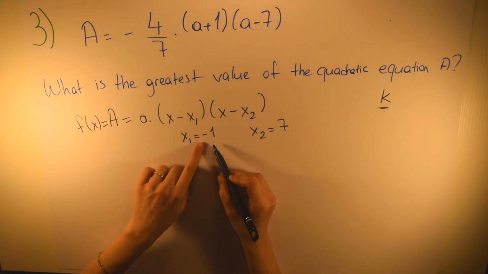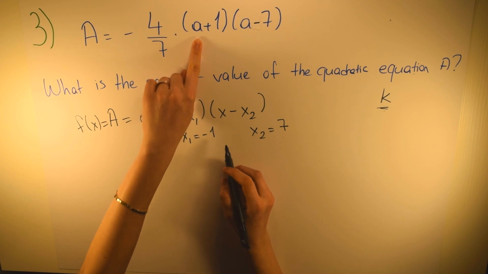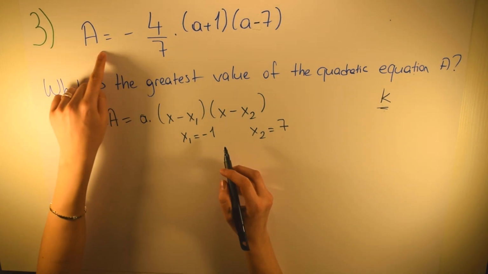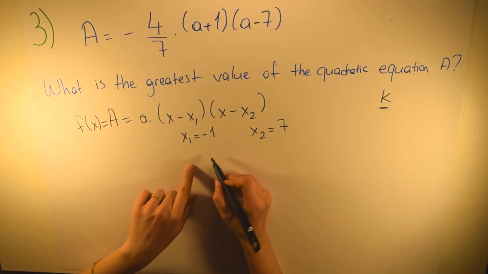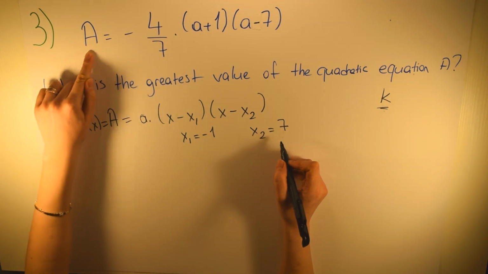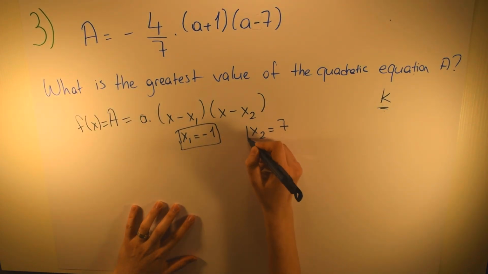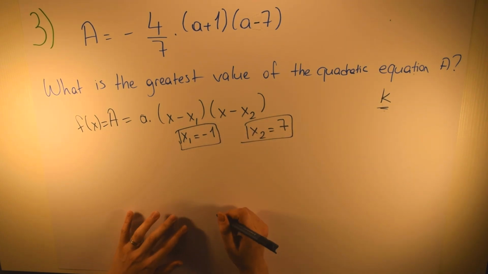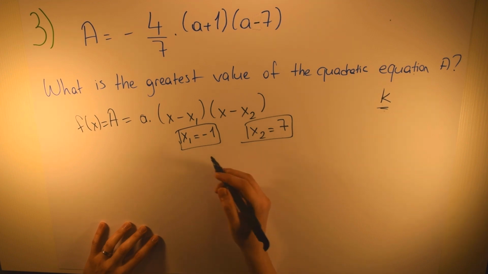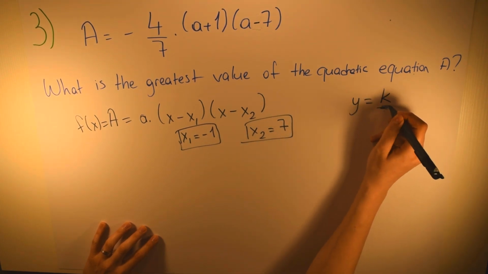Why? Because when you put minus 1 in here instead of x, these are roots, we will get 0, right? f(x) is equal to 0. When we put 7 instead of x here, we will also get 0 again. So these are our roots, our x-intercepts. After that, I need to find the value of y, because y is equal to k, right? So I need this value.